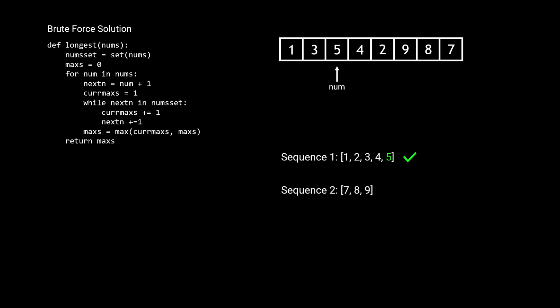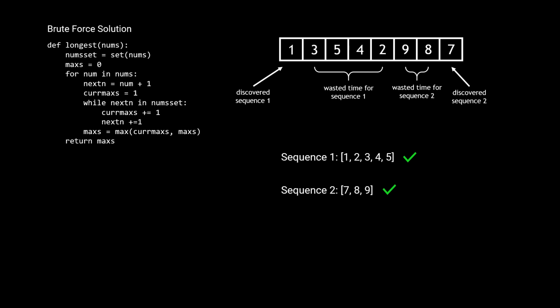And you can hopefully see how, for the 4 and the 2, these also just inspect partial sequences. So we can conclude that the while loop iterations for the numbers 3, 5, 4, and 2 were all wasted time for sequence 1, because we already discovered the whole sequence for the first iteration at the 1. Now for sequence 2, we know that 9 and 8 only discover partial sequences, which again is wasted time. And it's only when we reach the 7 do we discover the whole sequence.